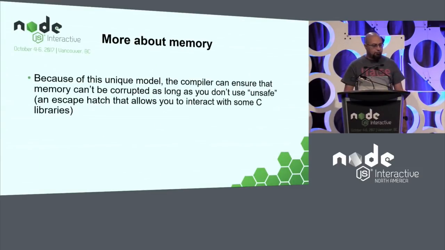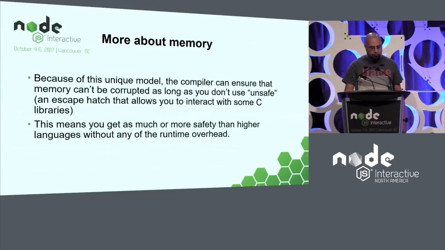A little bit more about memory. Because of this memory model, you can ensure that memory can't be corrupted. The only way to corrupt memory really is to use the unsafe keyword, so you can kind of escape this whole process. So you can interact with some C libraries and things of that nature, but in general, if you're writing in Rust, you won't have any problems with memory. No runtime overhead, and you get the same memory safety as a garbage collected language. It's pretty nice.